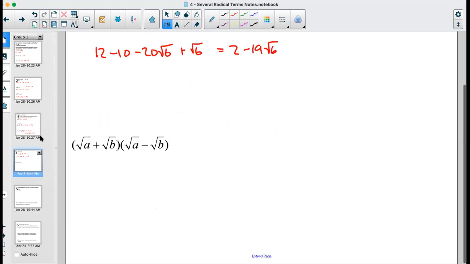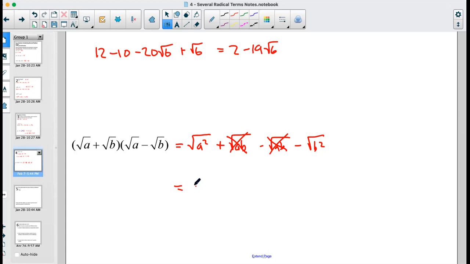Similarly with this one, now it's just A's and B's, but that's fine. I'm going to multiply everything out. Root A times root A is root A squared. Root B times root A is positive root AB. Again, the index of everything here is 2, so I can multiply these things underneath the radical. Root A times negative root B is negative root AB. That's going to cancel out with this one. And then positive and a negative is a negative root B squared. Like I said, these two, positive root AB and negative root AB, equal 0. Square root of A squared is A. Square root of B squared is B. And that's it. A minus B.